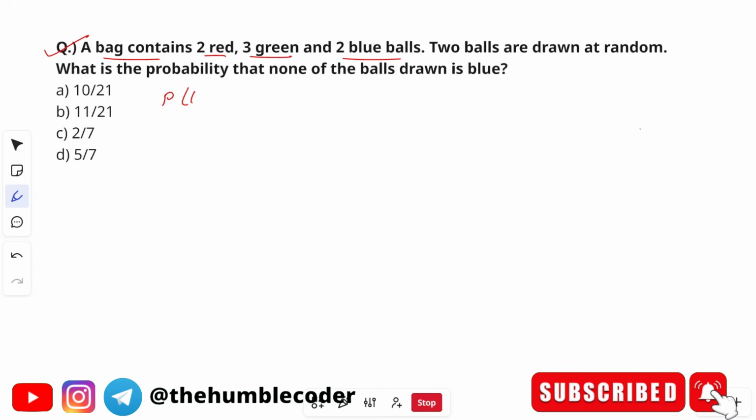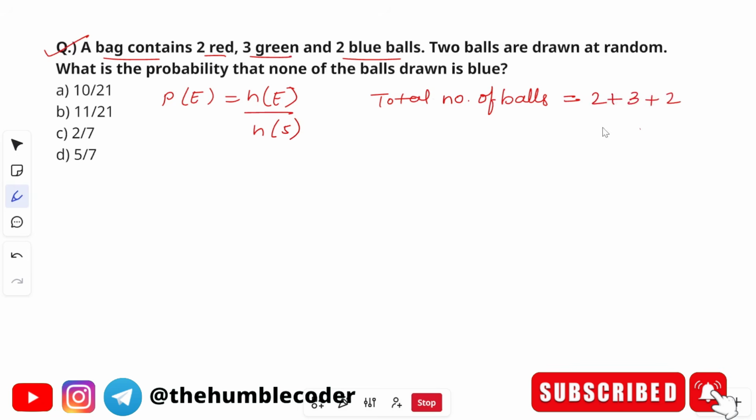Let's write the formula for probability, which is n(E) divided by n(S), that is, number of events divided by number of sample space. In this case, we have a bag with some balls, and out of that we need to pick 2 balls at random. First of all we have to calculate the sample space. We know the total number of balls is 2 plus 3 plus 2, so the total number of balls that we have is 7.